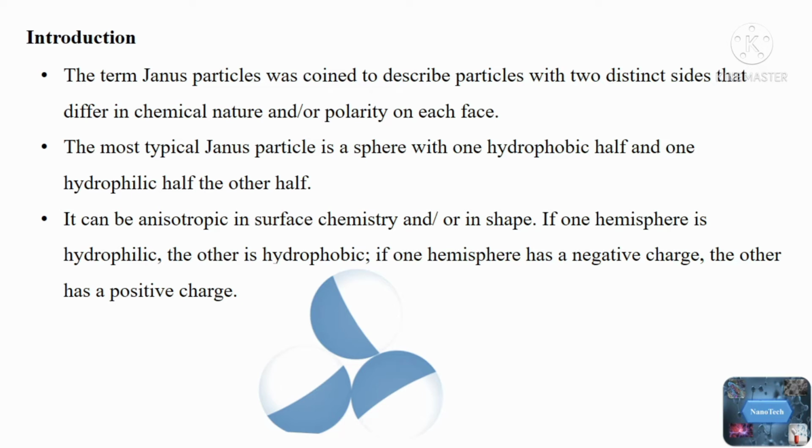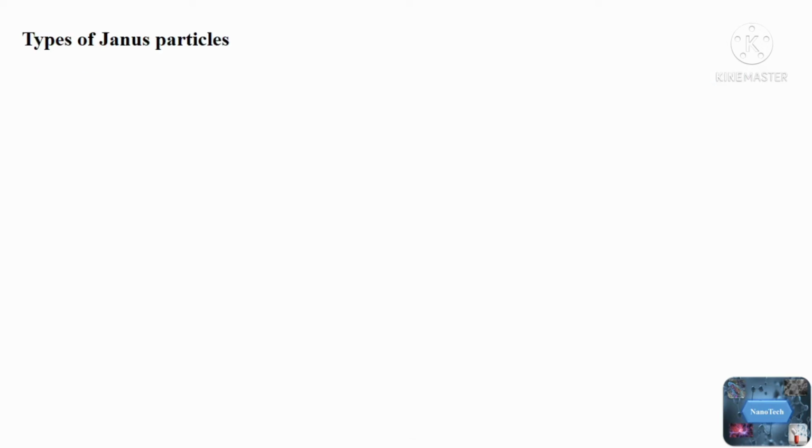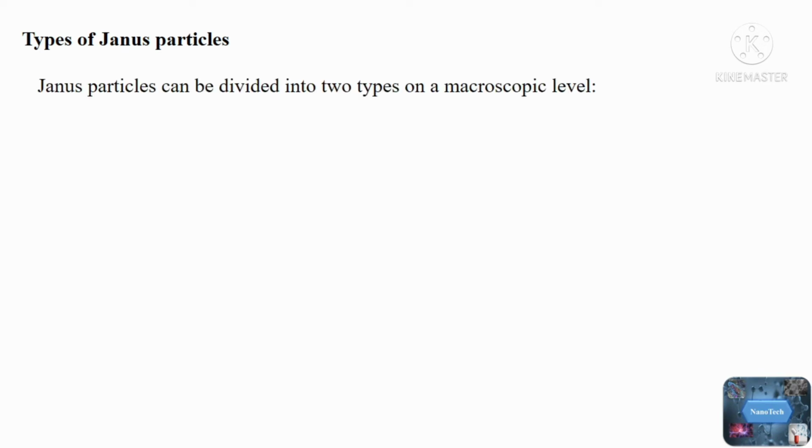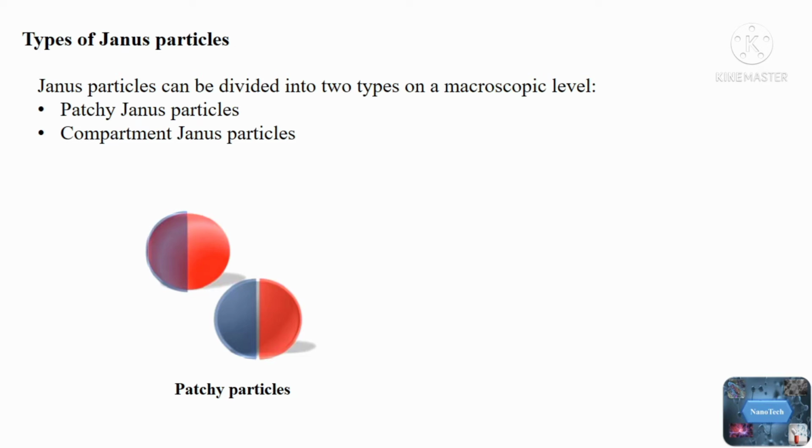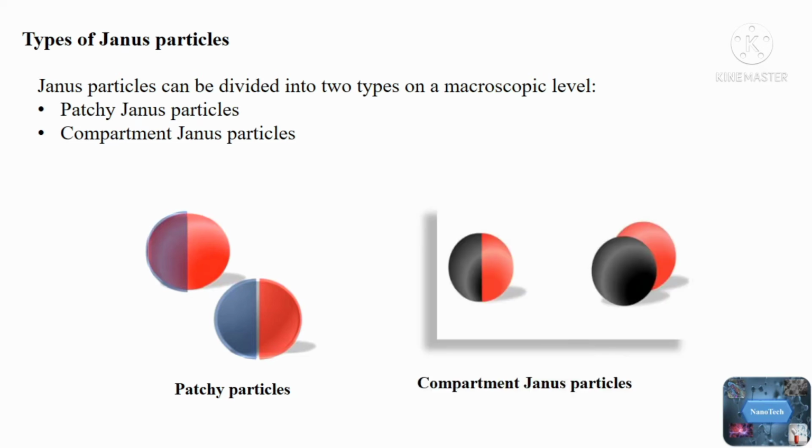Types of Janus particles. Janus particles can be divided into two types on a macroscopic level: patchy Janus particles and compartment Janus particles. Patchy particles are defined as structures with several phase-separated domains in the core, whereas compartmented particles are characterized as structures with finely regulated patches of variable surface. Janus particles can be formed into spheres, rods, discs, bars, tubes, dumbbell-shaped, half-raspberry-shaped, hamburger-shaped, acorn-shaped, snowman-shaped, ellipsoids, cylindrical, and more complicated shapes.